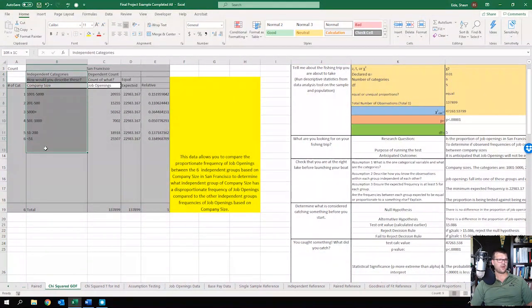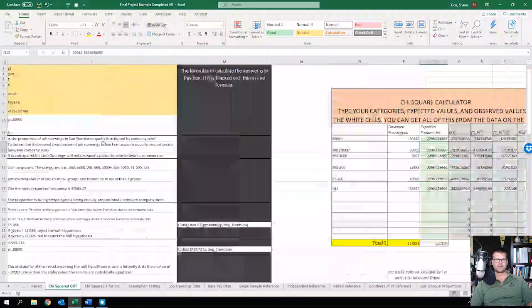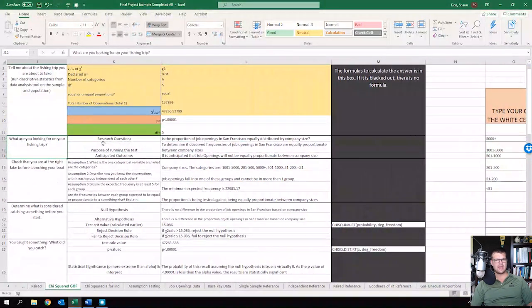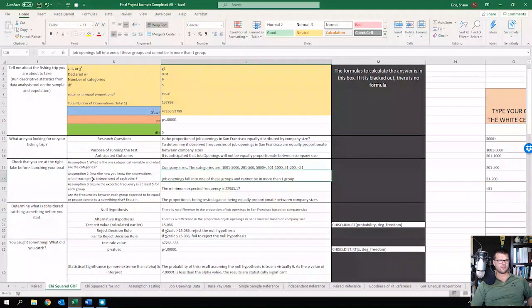This is the categorical variable, company size. And notice that this is quantitative, discrete, but discrete quantitative data. And then we broke it up into categories. And so it became a categorical variable when we broke it up into categories. Okay, so the categories are 1001 to 5000 and so on and so forth. And so we've got those different categories.